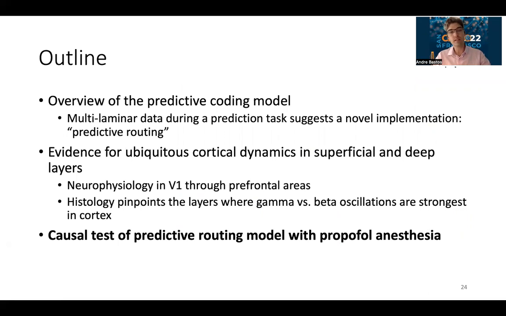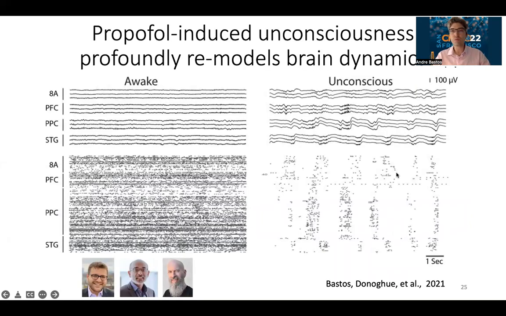And lastly, now I'd like to turn to a causal test of the predictive routing model that we did with propofol anesthesia. And this was also work that I began during my time at MIT as a postdoc, with Earl Miller, and collaborating with Emery Brown and Jake Donahue. And what we did was we performed electrophysiology recordings of both LFP, shown in these upper traces, and spiking across a network of frontal, parietal, and sensory areas, and now in auditory cortex, area STG, also referred to as TPT.